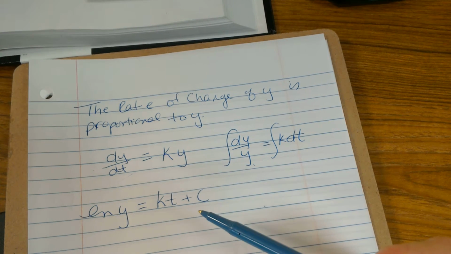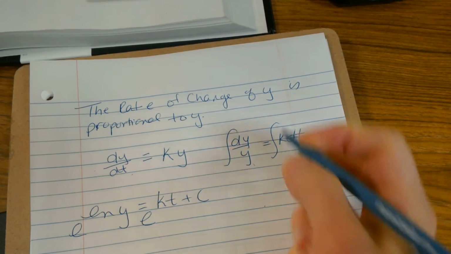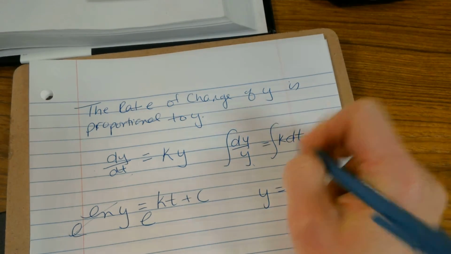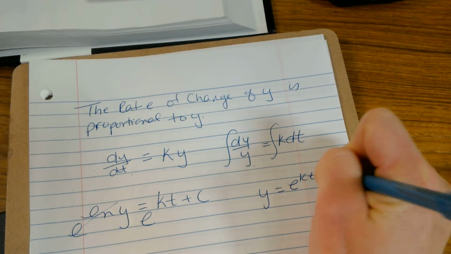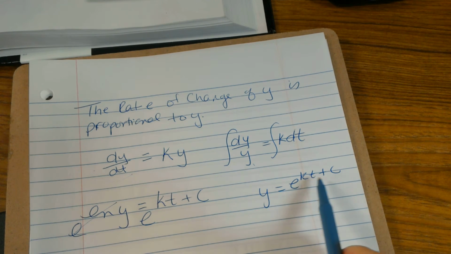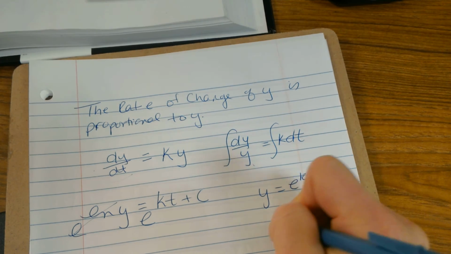So now if we're going to solve for y, to get rid of natural log, we take e to both sides. So these two would cancel, and I'd have y equals e to the kt plus c. All right, so now this, I'm going to separate this a little bit because remember our exponents, if I'm adding them, I can separate them using multiplication.